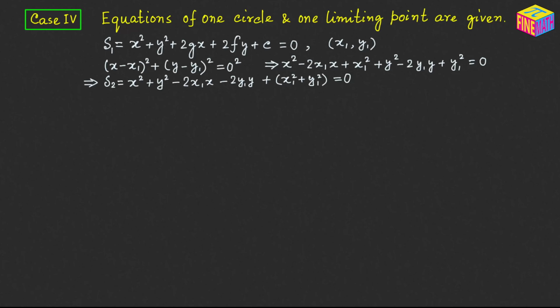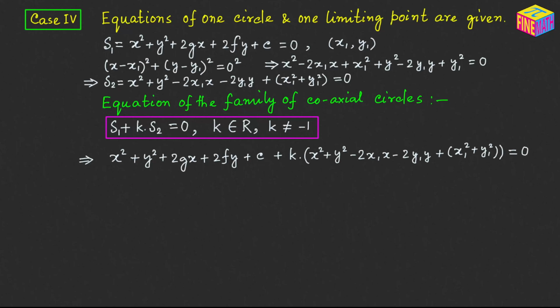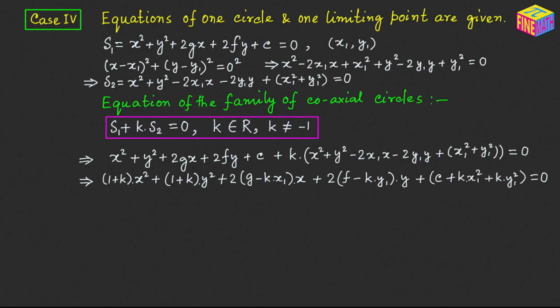One equation was already given, and using the coordinates of the limiting point, we have been able to come up with another equation. So now using these two equations, we should be able to write down the general equation of the family of coaxial circles, and it can be written like this. And then I'm going to plug in the values of S sub 1 and S sub 2 in this equation. Then the equation would look like this, and in the next step I am going to remove the parentheses and reorganize the terms. So our equation would look like this.